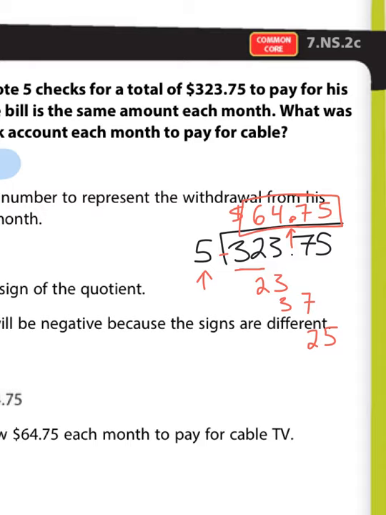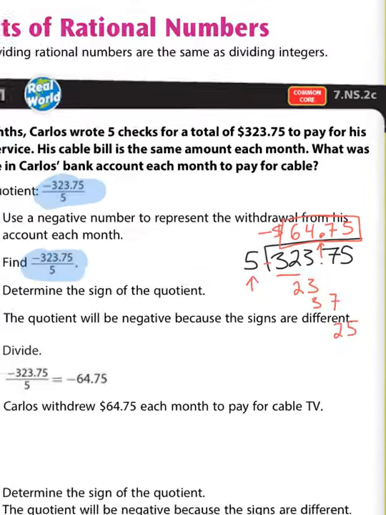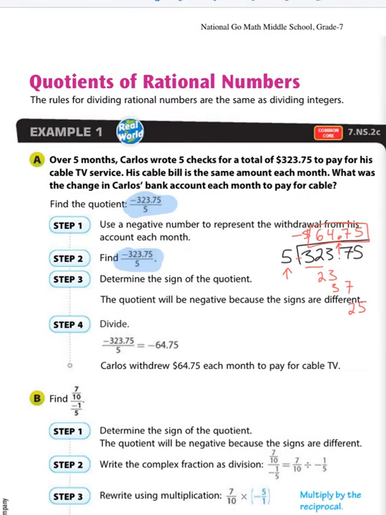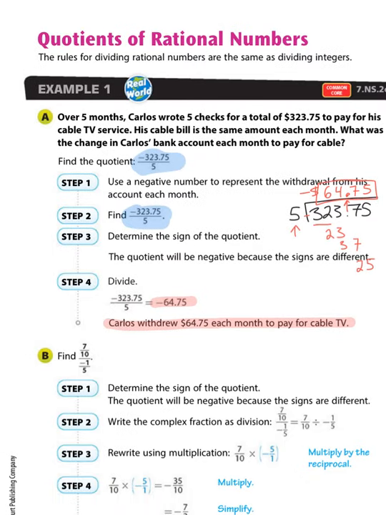This was a negative 323, so that's going to be a negative answer. Let's see if we got it right. And it matches, negative $64.75. Carlos withdrew $64.75 each month to pay for his cable TV.